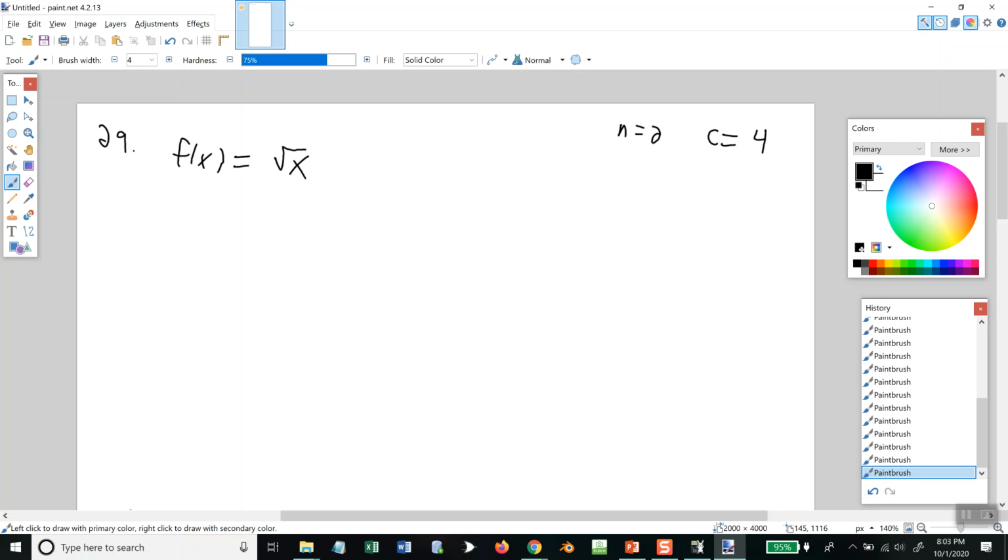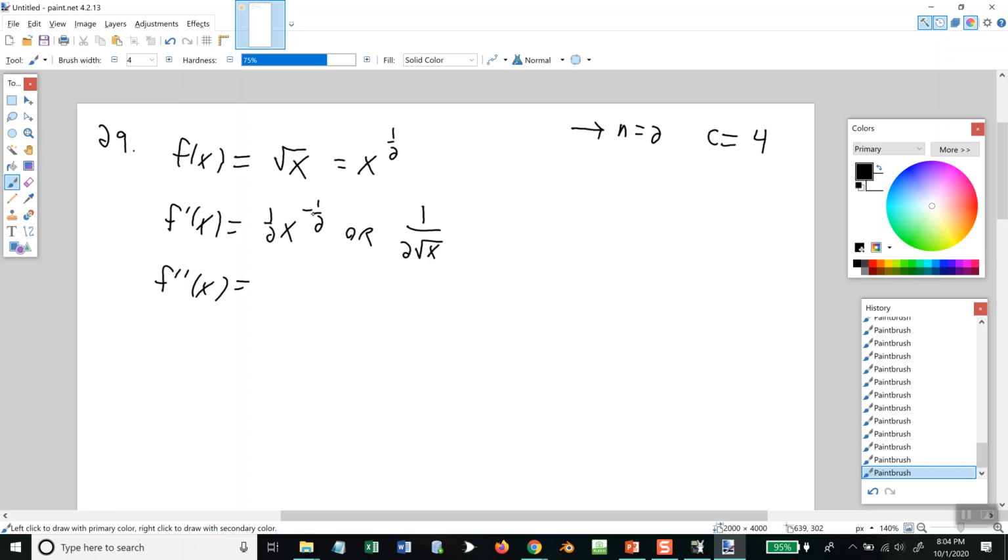Okay, so we know that we're going to need the second derivative because the n controls how many derivatives we're going to have. So our first derivative, keep in mind this is x to the 1/2. So for our first, take your power, put it up in front, lower it by 1. That's 1 over 2 square root of x. The x to the negative 1/2 goes to the denominator, becomes x to the positive 1/2, which is square root of x.